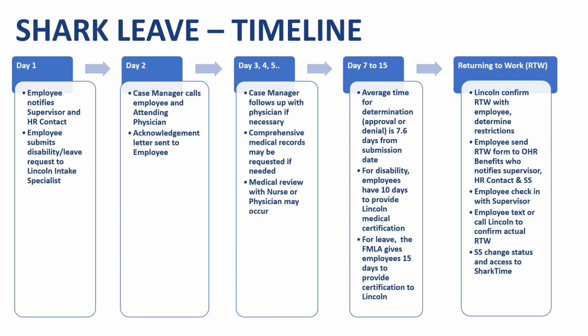When an employee is cleared to return to work, Lincoln will be working with them in advance to determine if there are any physical restrictions. And if there are, they'll communicate those to the Office of Human Resources Benefits Department, and we'll be speaking with the supervisors and HR contacts to see if those restrictions can be accommodated. The employee is going to send a return to work form to the Office of Human Resources Benefits Department, who will notify the supervisor, the HR contact, and shared services here in the Office of Human Resources.